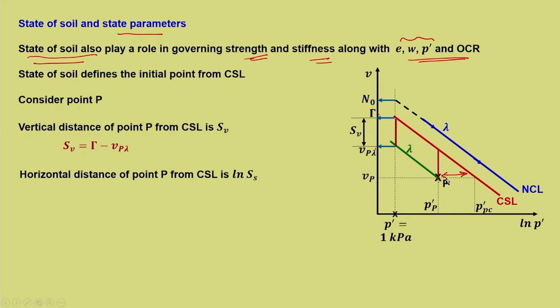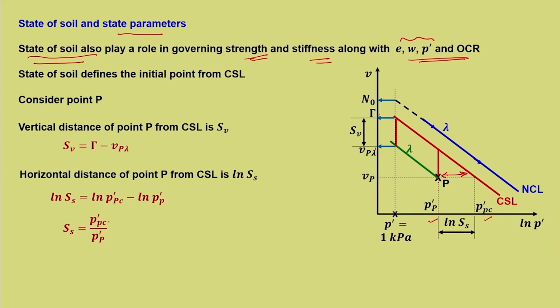Horizontal distance of point P from CSL is given by, this is on ln scale, so ln Ss. So, this is the horizontal distance. Now, ln Ss can be written as ln P dash Pc minus ln P dash P. So, Ss can be written as P dash Pc upon P dash P. You can see that this is very much similar to the definition of OCR.